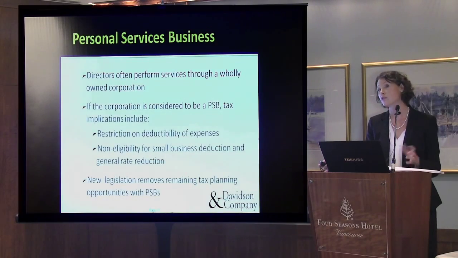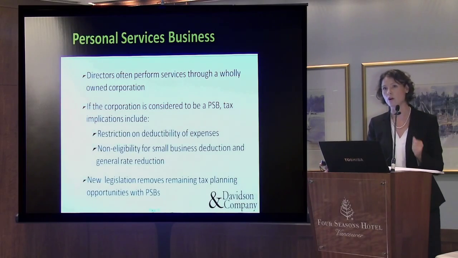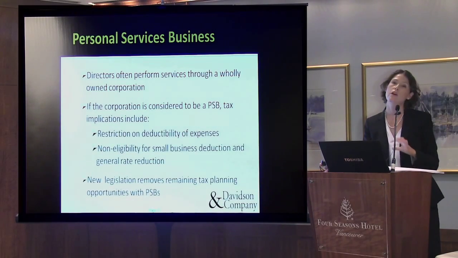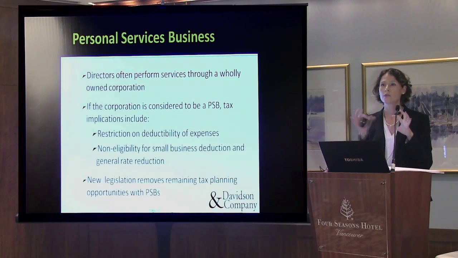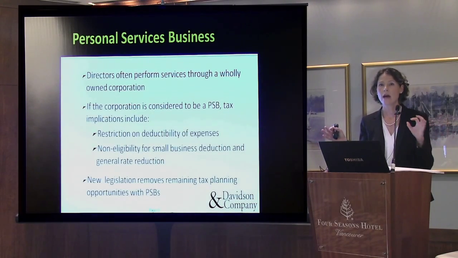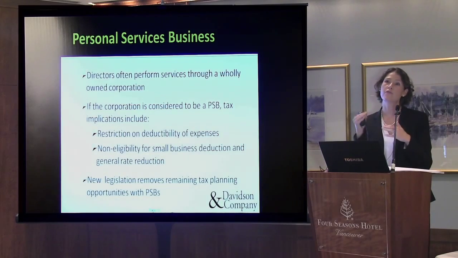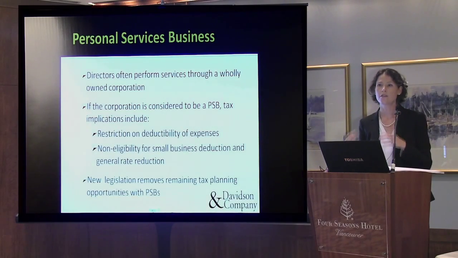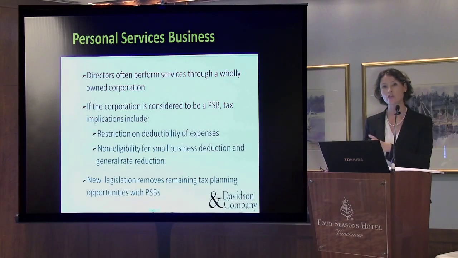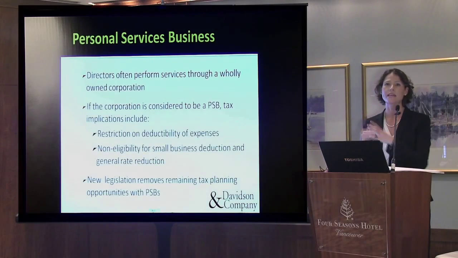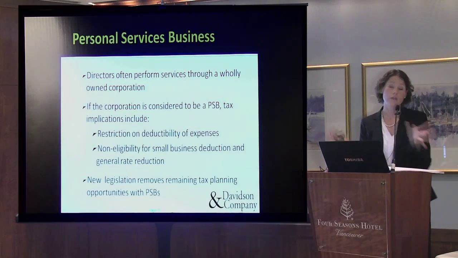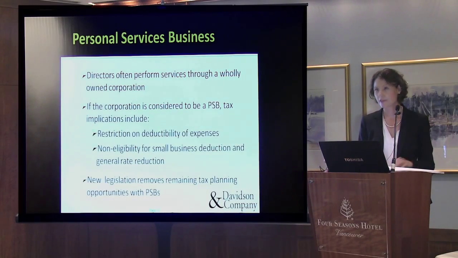And for flow-throughs, it's even worse. The personal service business rules are very, very punitive. And be very careful when you get into that position where you've got two hats that you're wearing. Make sure that if you're going to be performing your services through a corporation, that you are actually an independent contractor. Make sure that you've got all of your documentation. Make sure that if CRA looks at it, your intent, the contractual intent, everything is there. And then you won't be a personal service business and you won't fall under this rule.